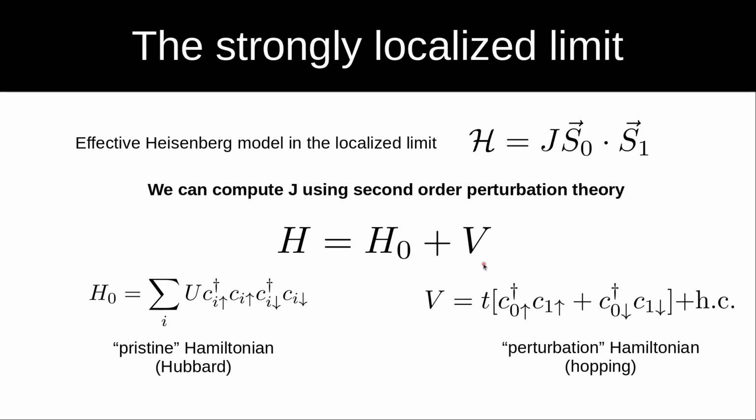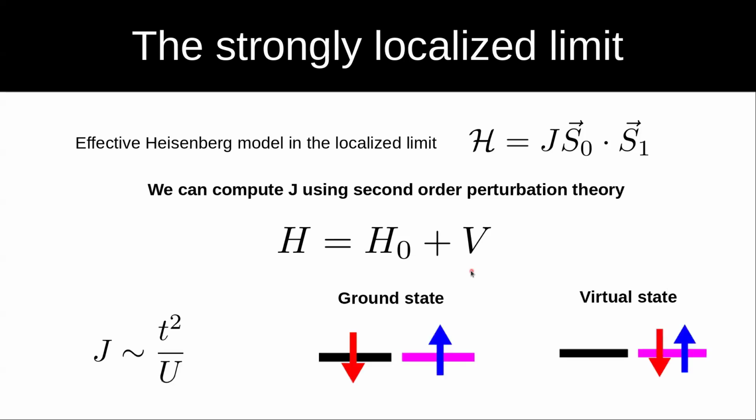In particular, this is the term that is going to mix the low energy manifold with the high energy manifold, meaning this is the term that is going to mix the states that have just one electron per site with the states that have two electrons in one site and no electron on the other site. And these two different sets of states are what we call the ground state manifold and the virtual state.